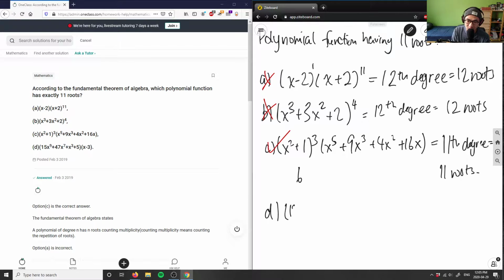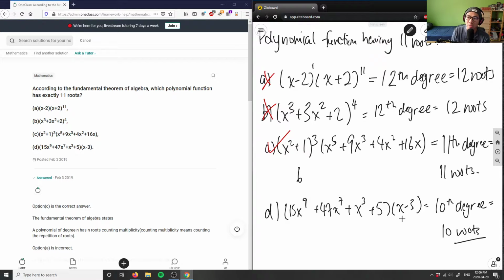D here, I have 15x to the 9 plus 47x to the 7 plus x cubed plus 5, times x minus 3 here. And as you can see, the highest degree in this first term here is 9, and this degree here is 1, right? So 9 plus 1 here would give me a 10th degree, which would give me actually 10 roots here. So in this case, this would give me 12 roots, this would give me 10 roots, and finally C would give me 11 roots here.